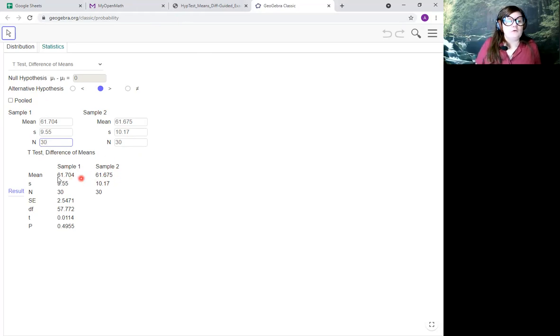All right, so double check that all your stuff is in there, your mean, your standard deviation, your N for sample 1, same thing for sample 2. Now this right here gives me my standard error, which is 2.5. That's fine. Now look at how big my degrees of freedom are, 57.7. Every time we've calculated degrees of freedom up to this point, it's been really nice. It's been something like N-1 or N-2. All of a sudden, it's not very nice.